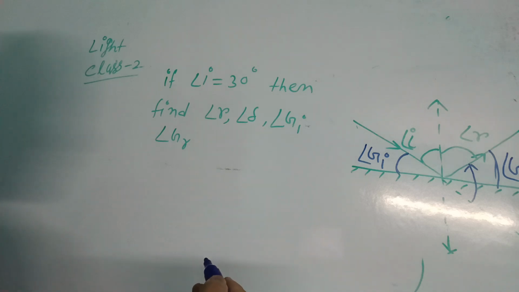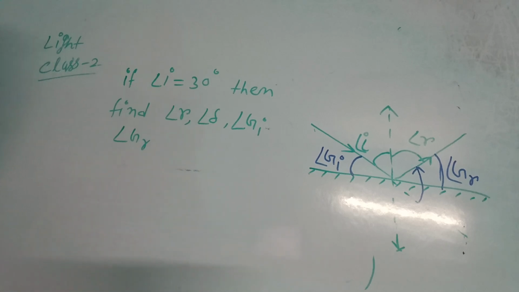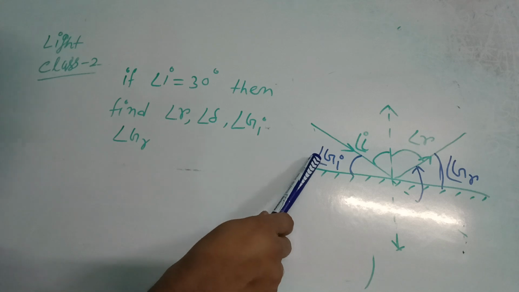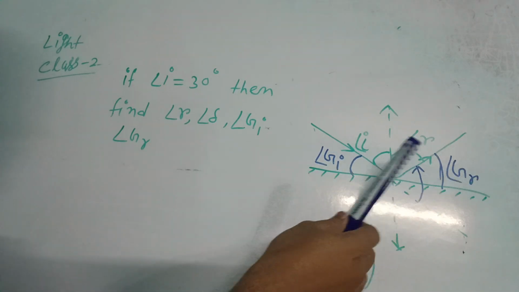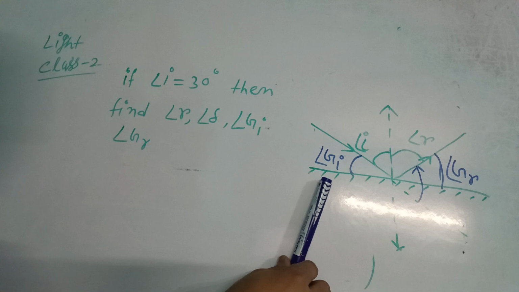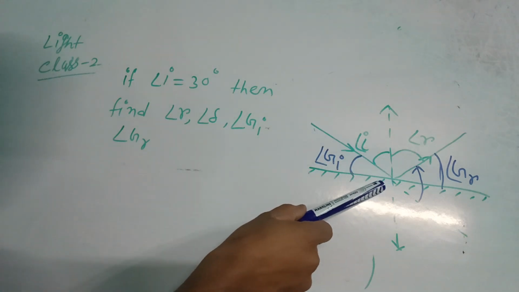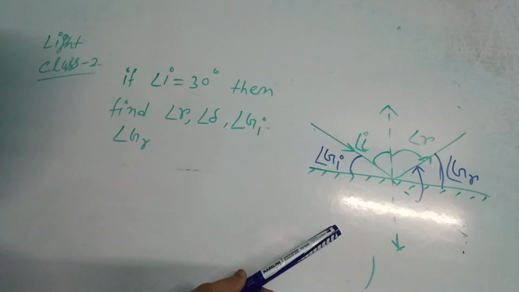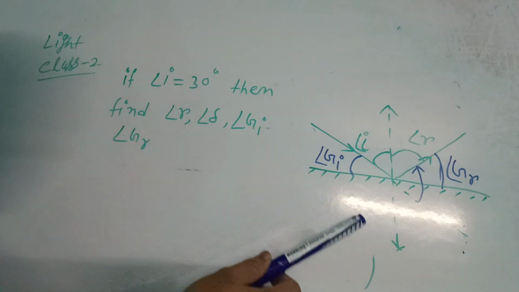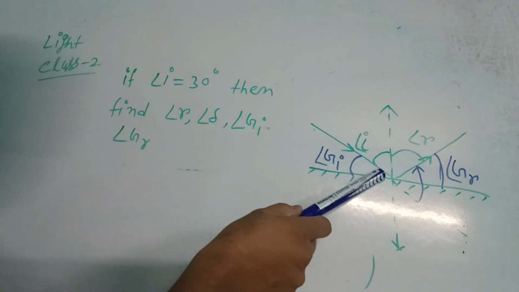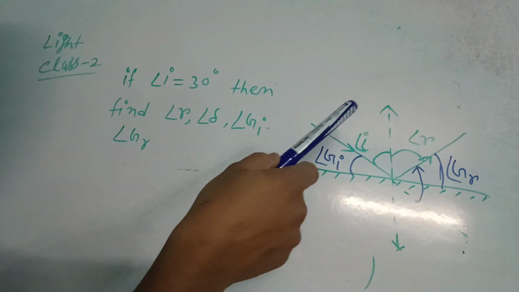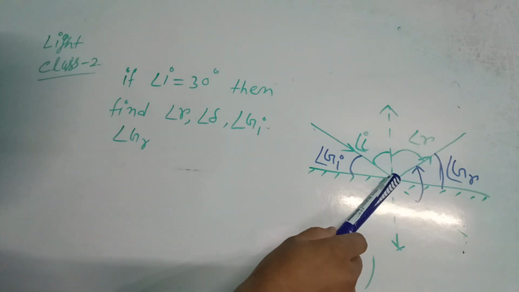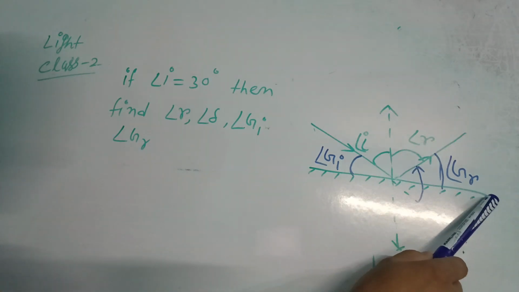So how to define glancing angle of incidence? Okay, wait. Now it's visible properly. So how to define what is glancing angle of incidence and what is glancing angle of reflection? Glancing angle of incidence can be defined as the angle between incident ray and the reflector. Glancing angle of reflection is the angle between reflected ray and the reflector.